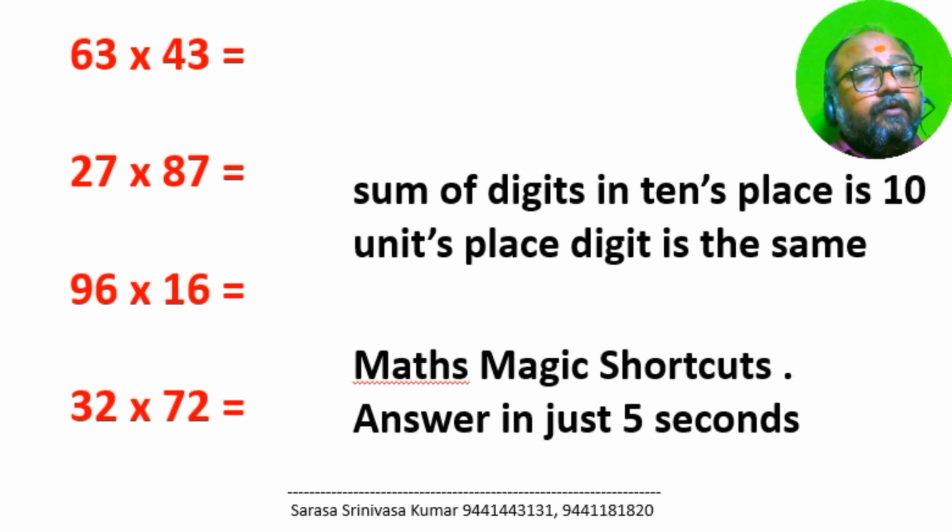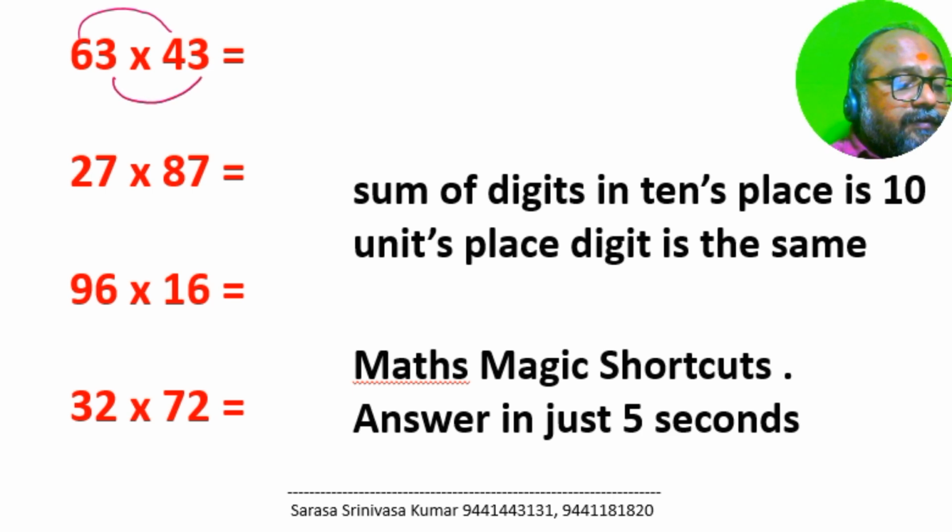Here in this model, the sum of the digits in tens place is equal to 10, and the units place digit is the same. Sum of the digits in tens place is equal to 10.